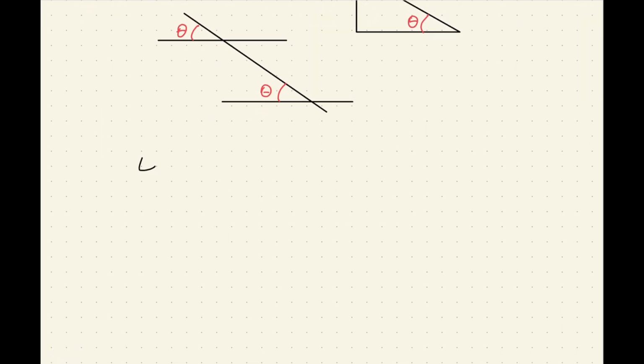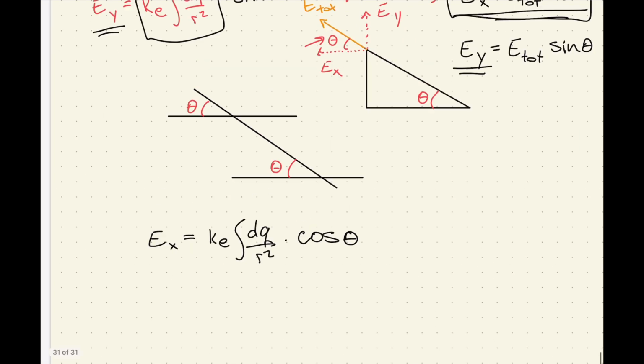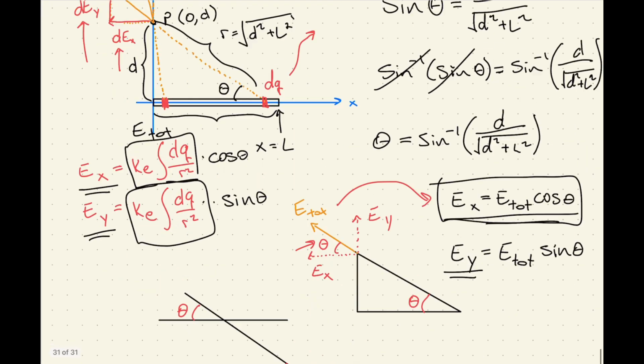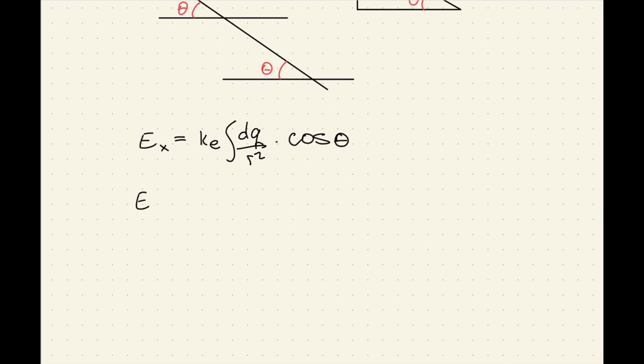So let's just quickly rewrite that here. KE integral of dq. Remember, we haven't done anything to this integral. This is just the general definition of the total electric field. But since we want to find the x component only, we multiply the total electric field by cosine theta because of all this geometry kind of mumbo jumbo that I did here. I hope that makes sense for y'all. We're going to do the same thing for this component, r squared sine theta.